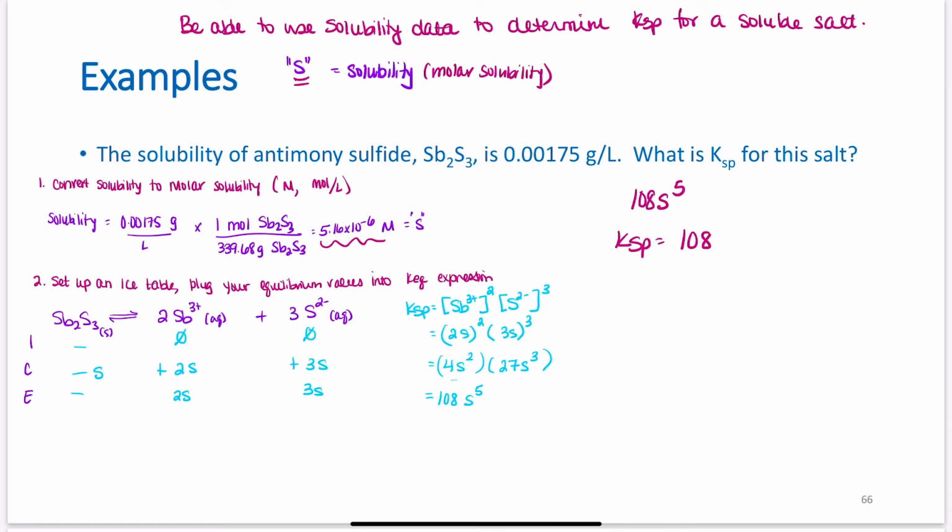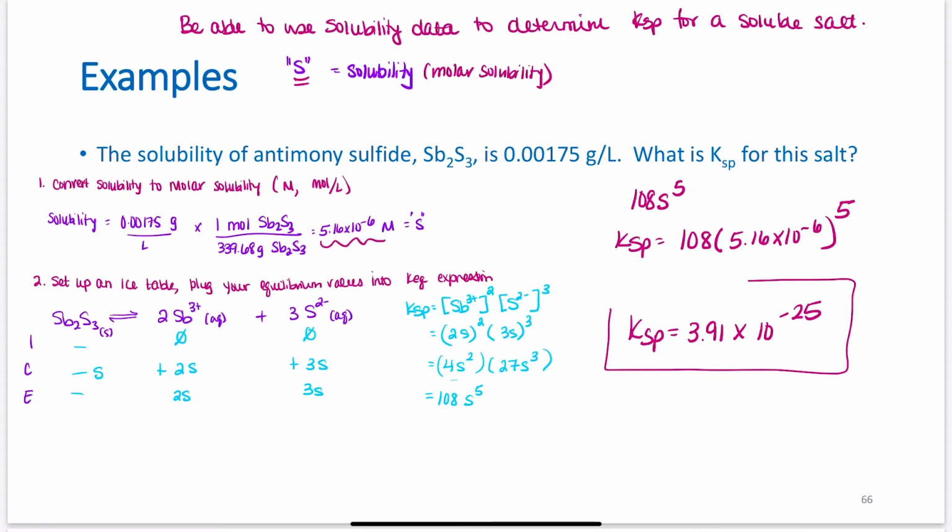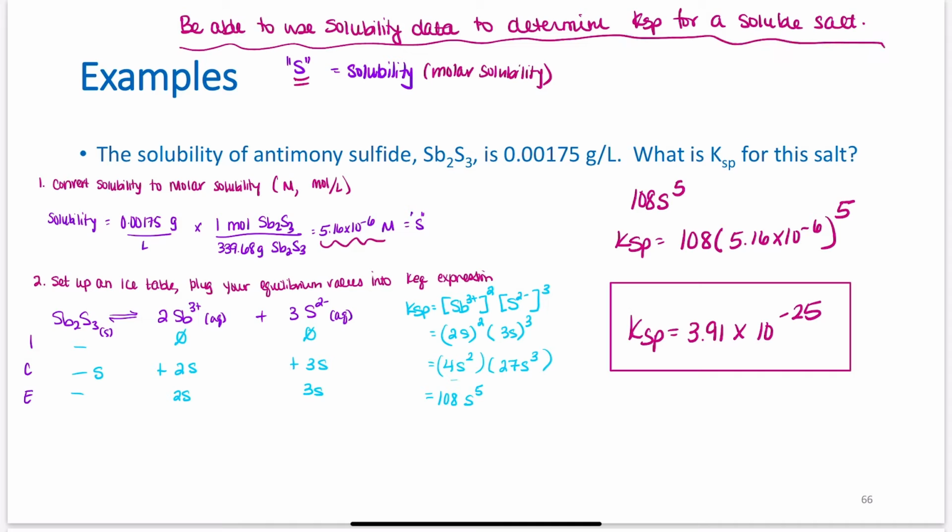Ksp is equal to 108 times 5.16 times 10 to the minus 6th, quantity to the 5th. My Ksp is equal to 3.91 times 10 to the minus 25. Not very soluble. But this is a way for you to be able to use solubility data to determine the Ksp for a soluble salt. If you know how much it's going to dissolve, if you know the solubility of it, you can tell me the Ksp.